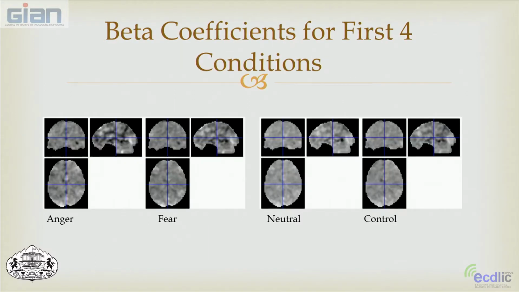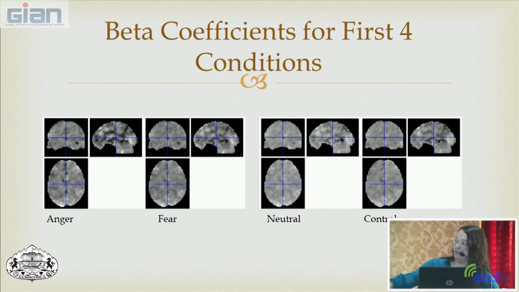So after we assign our model and run the program to estimate our beta coefficients, they might look something like this. So here we see our beta coefficient that was estimated for anger, 1 for fear, 1 for neutral, 1 for control. Of course, we could also look at our beta coefficients for all of the motion estimates as well. Those don't interest us as much as these do. So those ones are trying to get rid of the variance due to motion. These ones we're trying to use to see where our activation is for each of these conditions.